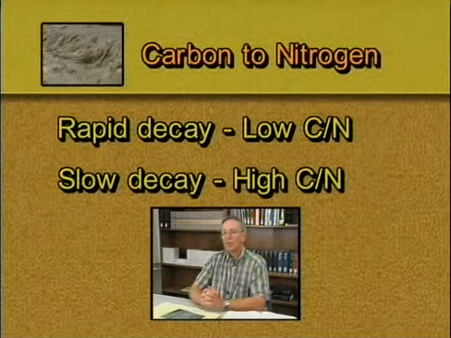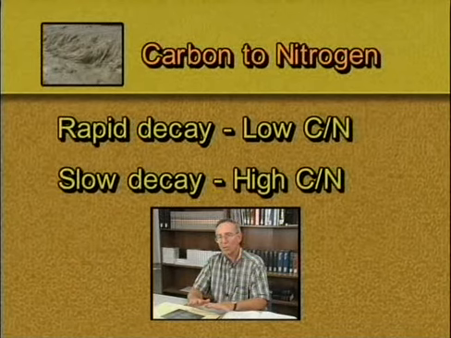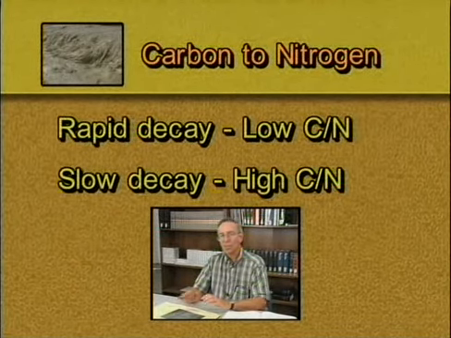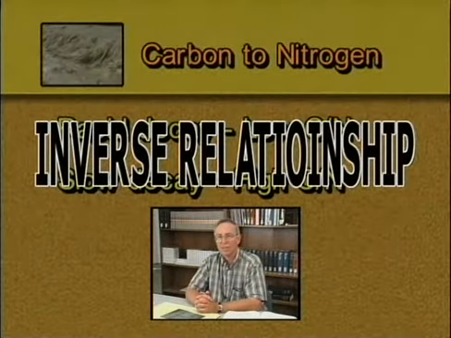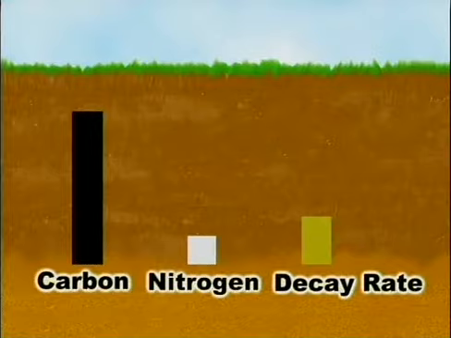So I think the easiest way to remember this is that low carbon to nitrogen ratio means a rapid rate of decay. High carbon to nitrogen ratio would mean a slow rate of decay. That is what I would refer to as an inverse relationship. As one goes up, the other is going to go down. So in other words, as the carbon to nitrogen ratio goes up, the rate of decay will go down, and vice versa. So that's how we can utilize information on carbon to nitrogen ratios.